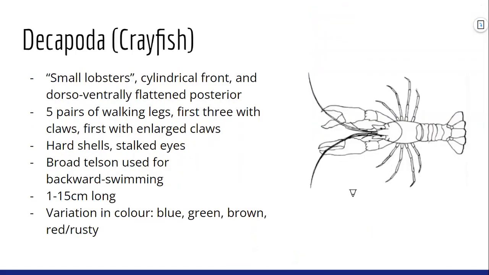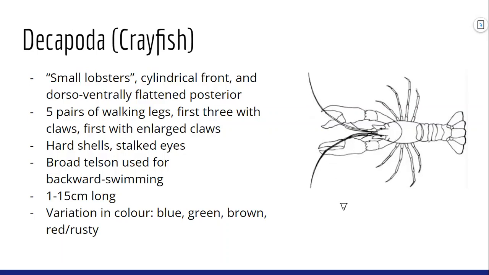Next, we have our Decapoda or crayfish, which are essentially small little lobsters. They have a cylindrical front, or anterior, part of their body, and they have a dorsoventrally flattened posterior here. So this is very flat. They have 7 pairs of walking legs, and the first 3 have claws, with the first having very enlarged claws, as you can see here.